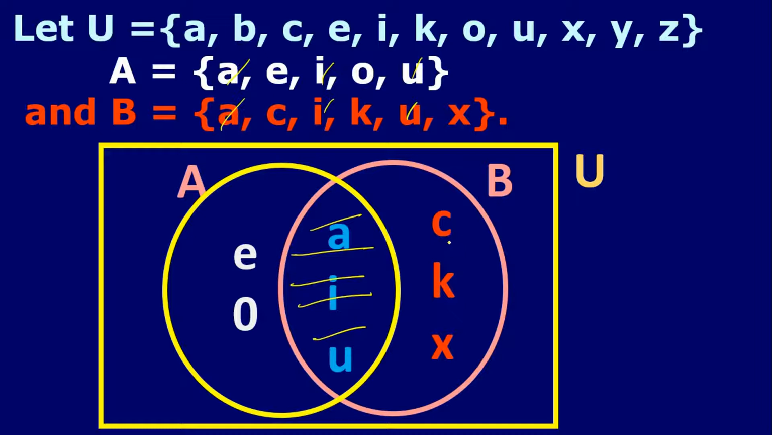Still some other elements remain, but they do not belong to A and B. So we have to write them outside these sets. The remaining elements are B, Y and Z. Here you have to write them outside the two circles. That implies they do not belong to set A and set B, but they belong to the universal set. So we represent sets in a Venn diagram like this. First we write a rectangle to represent the universal set and circles to represent subsets.